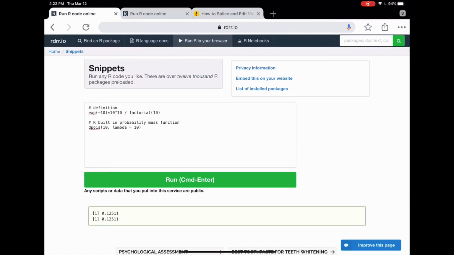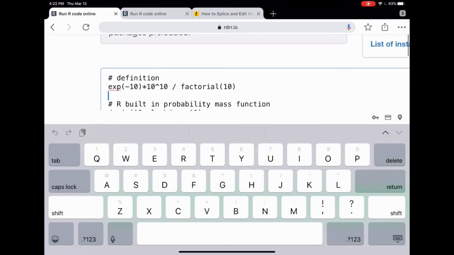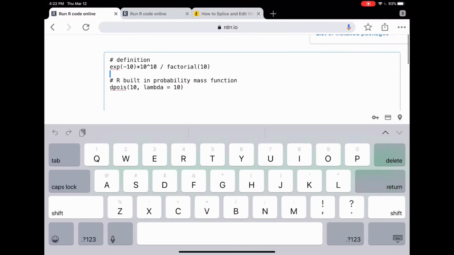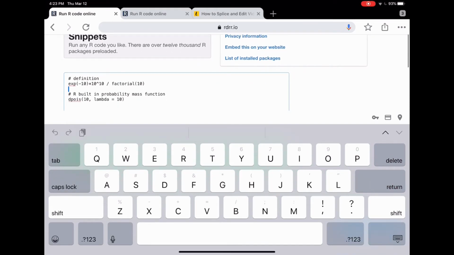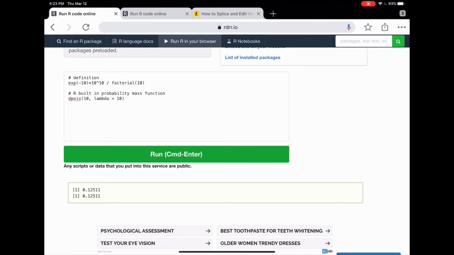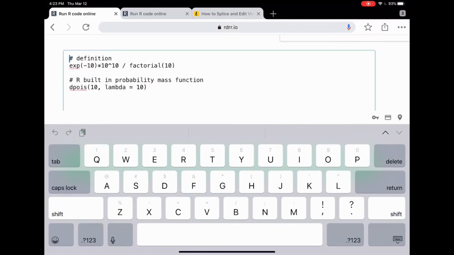Okay, so this is running our code online, but you can see that if we just use the definition here, this is the definition. E to the negative 10th power times 10 to the 10th power divided by 10 factorial. Okay. When we run this code, we see that we get some answer, 0.12511. So that's the answer if we were to just plug it into the calculator. Like, consider this the calculator.